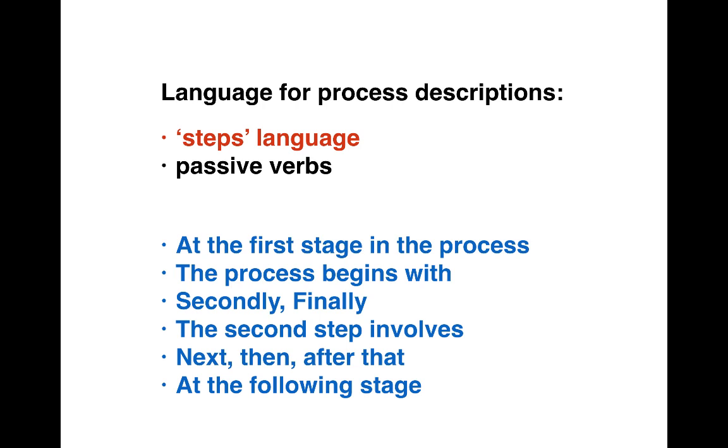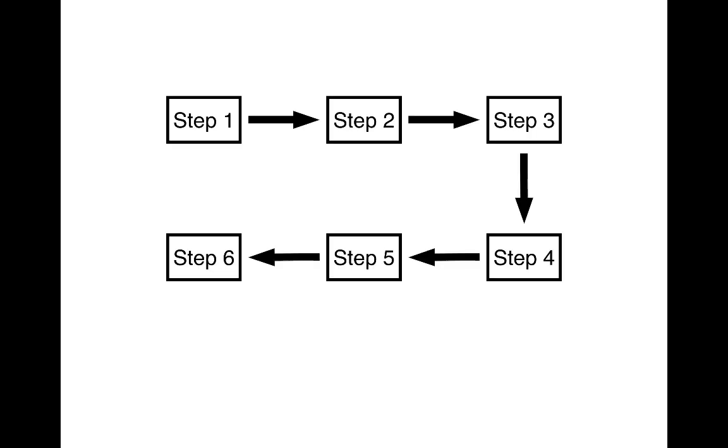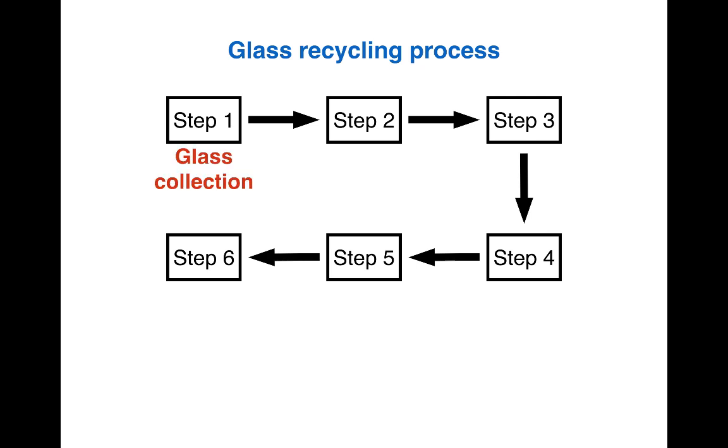The other special language for process descriptions is passive verbs. Let's look at some examples with a sample question. Imagine we have these steps, and these steps show the process of glass recycling. If we take one of the steps and say it's glass collection, how do we put that into the passive? Well, glass is collected. Notice we use the verb to be in the present, is in this case, and then the past participle. Glass is collected.